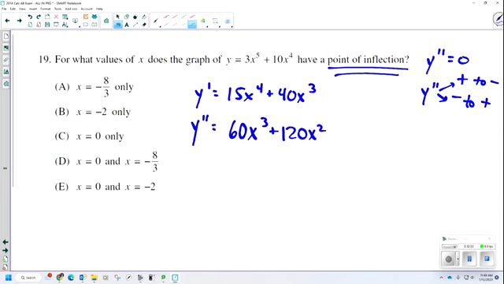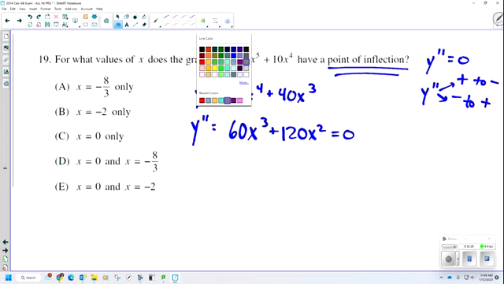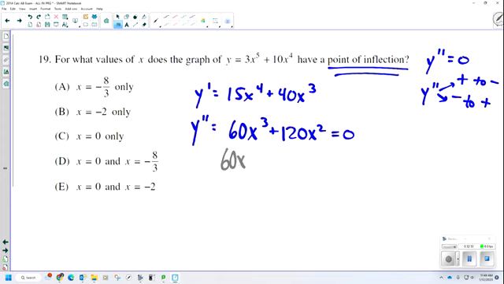That's my second derivative. Let's set it equal to 0. And my friends, factoring never goes away. I could take out a 60x squared as a GCF and have x plus 2 equals 0. All right, I did that right. So now I've got to solve that. I'm going to set both of these equal to 0. This x would have to be 0, and this x would have to be negative 2.